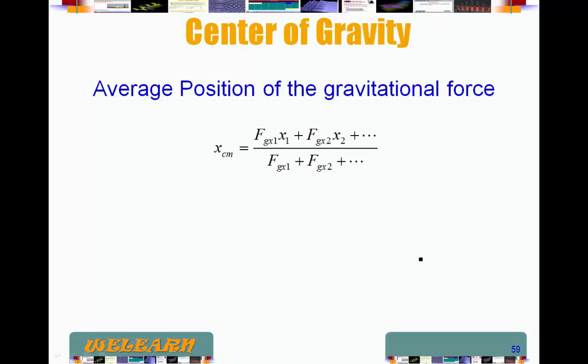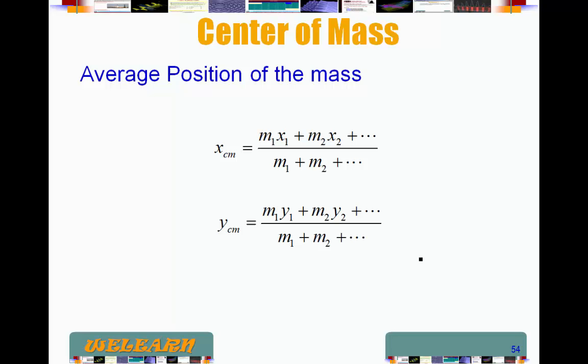If you recall, when we defined center of mass, the definition was that the center of mass is the average position of the mass. We wrote it as an average equation, where it is m1x1 plus m2x2 plus etc. over the sum of the masses. And we can apply that for each of the directions.